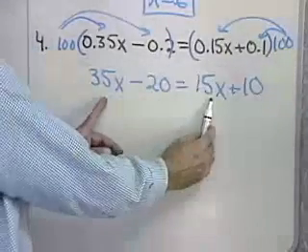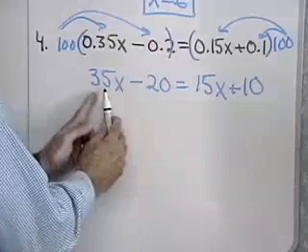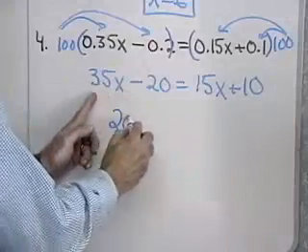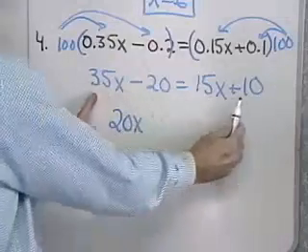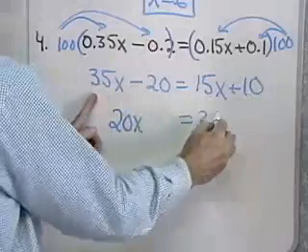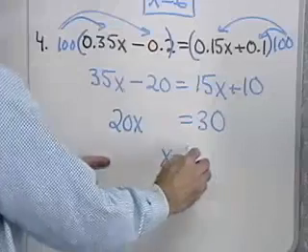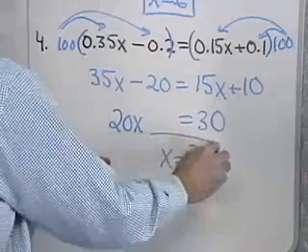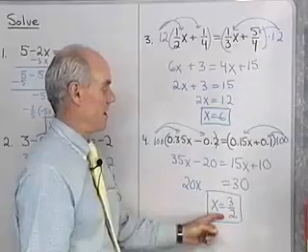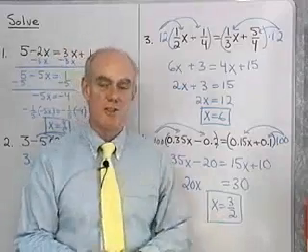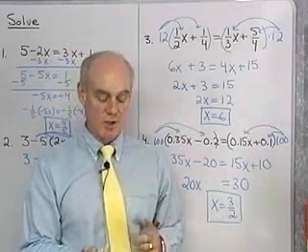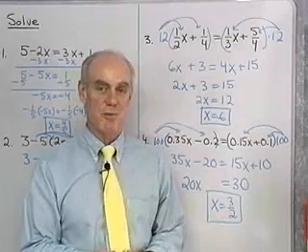Now, if I add -15x to both sides, I'll end up over here with 20x. And if I add +20 to both sides, I'll end up on the other side with 30. Divide both sides by 20, and I get x is equal to 3/2. 30 divided by 20 is 3/2. So that's a look at solving some linear equations in one variable using the addition property and multiplication property of equality.